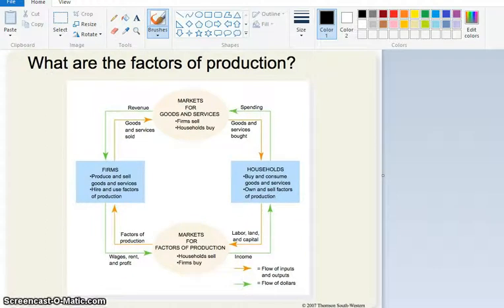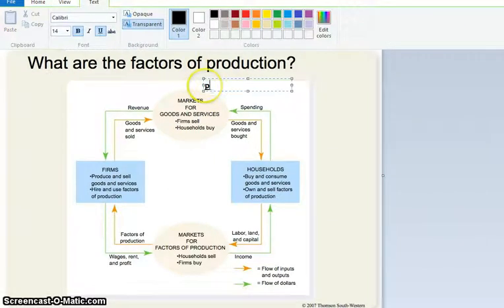So you notice here, this up here is the market for goods and services, also known as the product market up here. Hence, you're purchasing products up here. Notice the dollars, the green arrow here represents the dollars. The dollars are going from the households that buy and consume goods and services, and they come over here to the firms. And in exchange, the firms produce and sell goods and services.